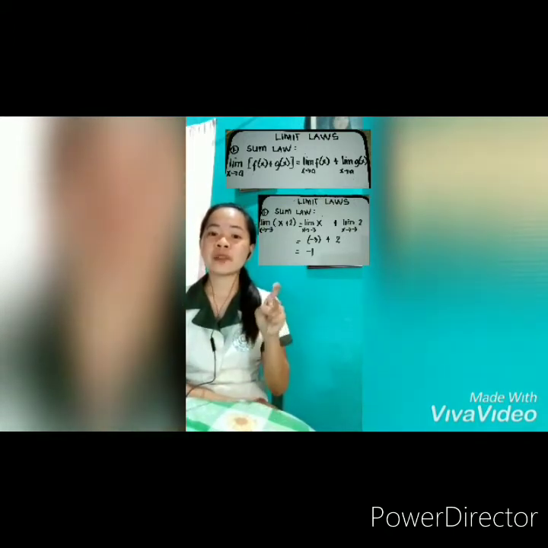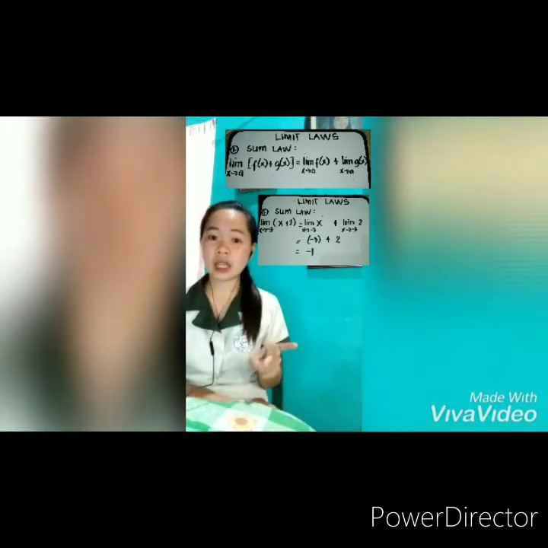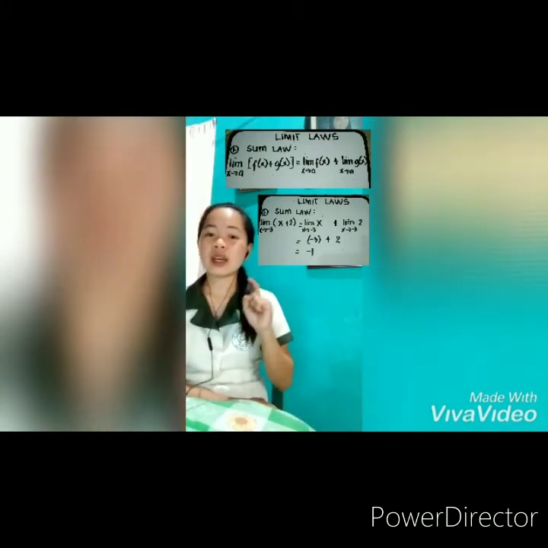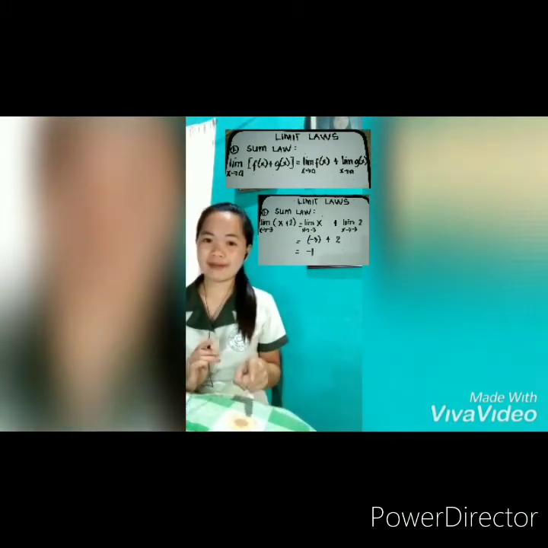Applying our learning about the basic limit laws, the limit of x as x approaches negative 3 is equal to negative 3, then the limit of the constant 2 as x approaches negative 3 is equal to 2. So we have negative 3 plus 2 is equal to negative 1.